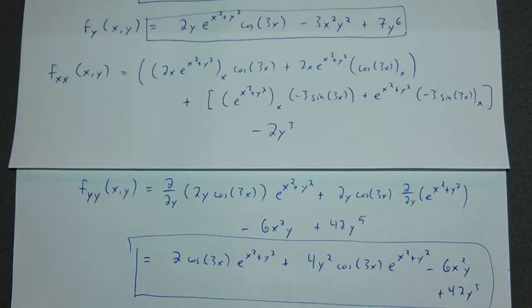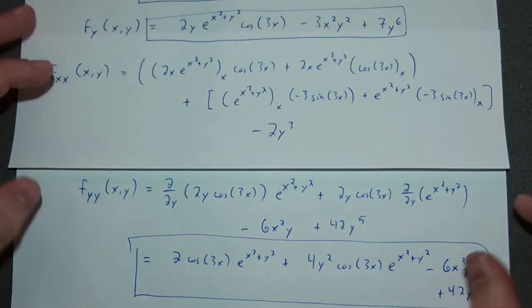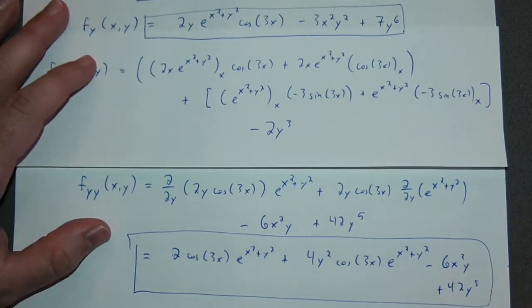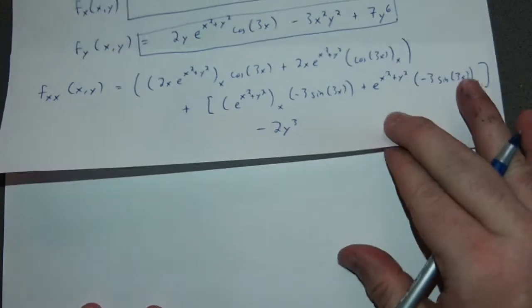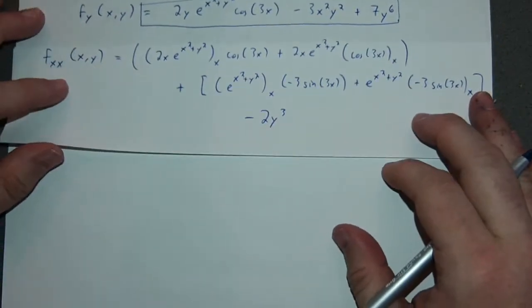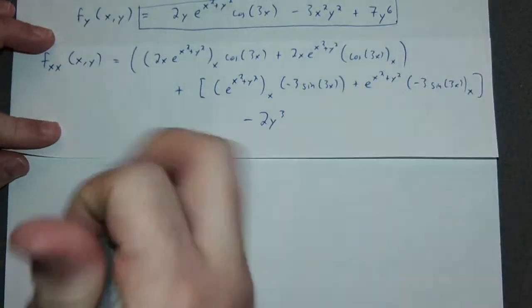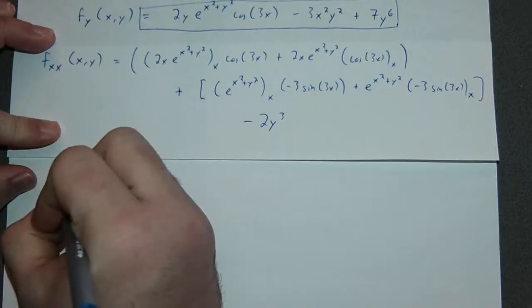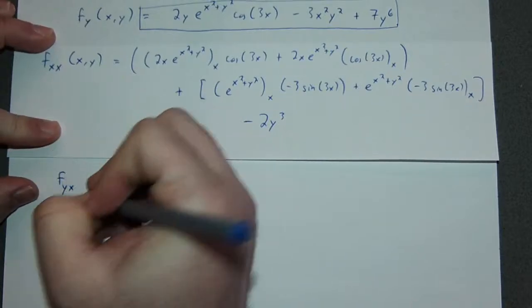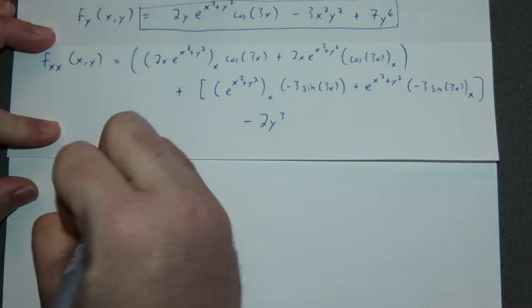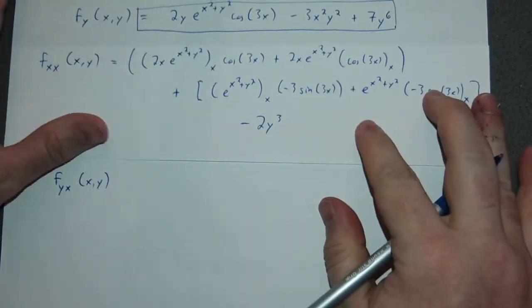So I have one more mixed second order partial to compute. Okay, so let's do that. So maybe I'll start on a fresh page. So then the last partial that I need to compute is f sub yx, which is the x partial of the y partial.